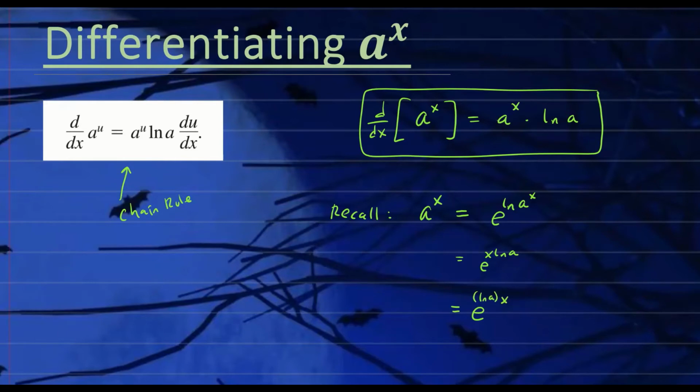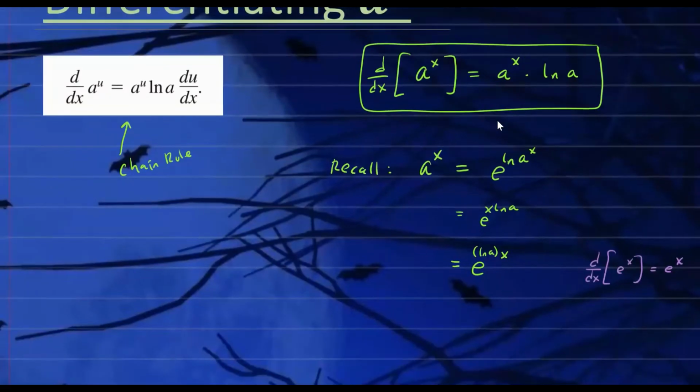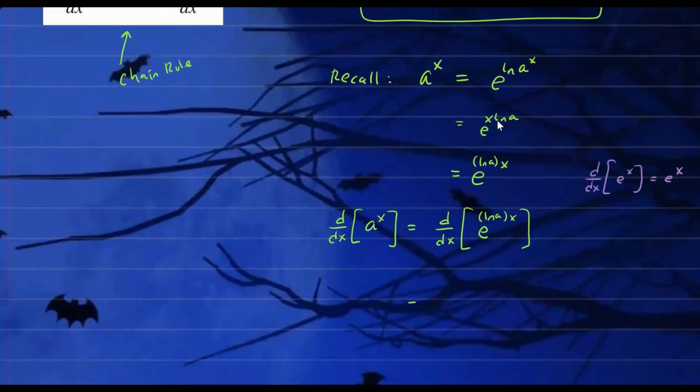If you recall from earlier, the derivative of the function e to the x is simply e to the x. That's what we're going to use here. So let me show you how to do that. Now, if I want to differentiate a to the x, it's the same thing as differentiating this. So if I want to take the derivative of a to the x, we saw that this is the same thing as writing the derivative of e to the ln of a times x. And then here, I'm going to take the derivative.